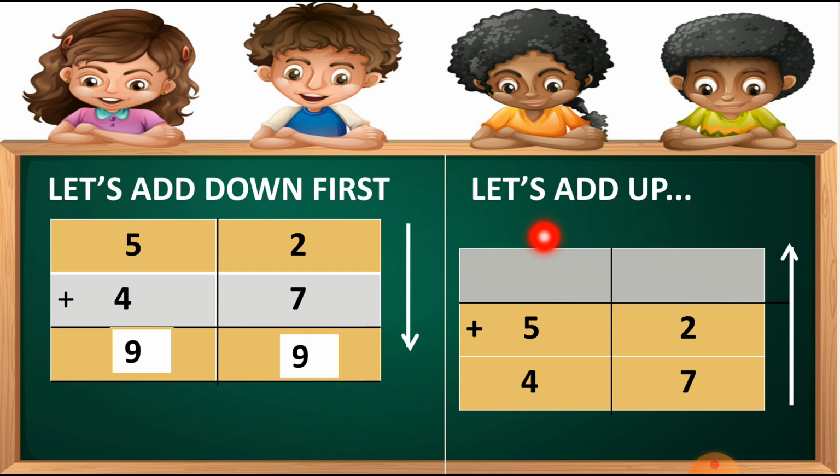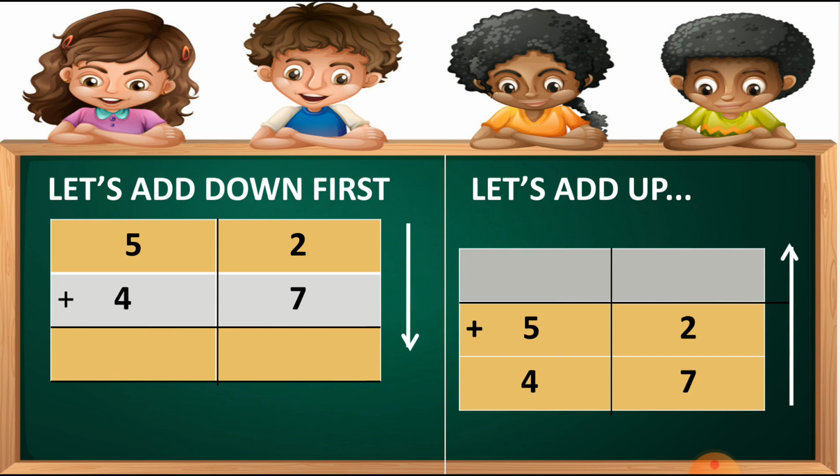Now let's add up for checking our addition. This is right or wrong. Let's take 7 first here. 7 plus 2 is equal to 9. Now the tens column. Let's take 4 first. 4 plus 5 is equal to 9. So here the answer is the same. You can see here, here is also a 99 and here is also a 99 as an answer. So the difference will not come. So this our sum is right.